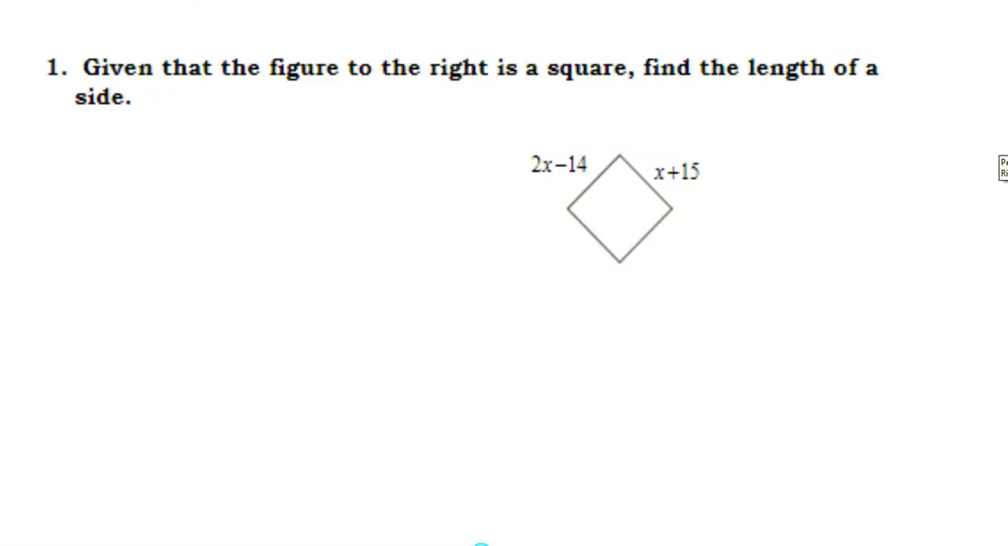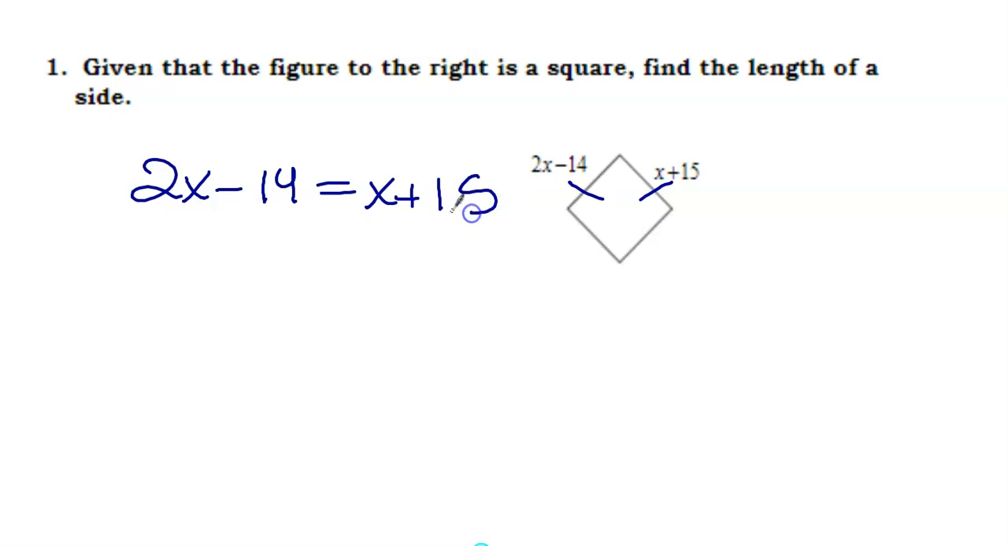So given that the figure to the right is a square, what can I do? Find the length of the side. So what does a square mean? A square means that these 2 are congruent. So we're going to make them equal to each other and solve. So I'm going to subtract x, and I'm going to add 14. So x equals 29.